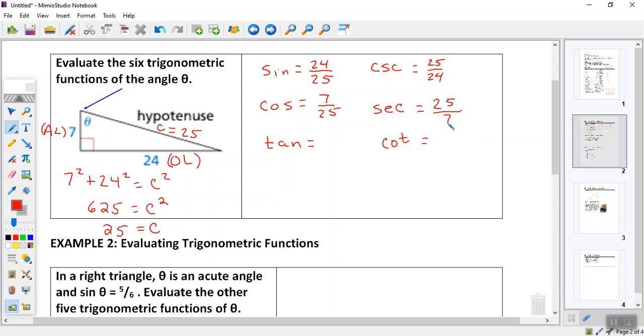How about your tangent? 24 over what? 7. 24/7. We're going to do trig 24/7, right?